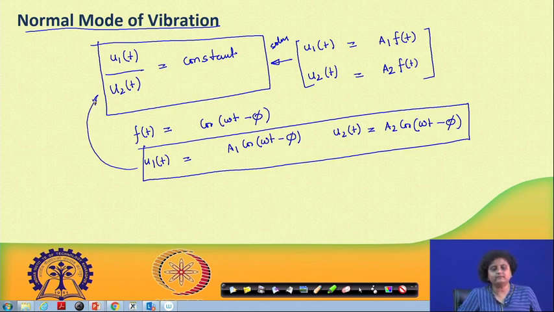Now, once we have assumed the value of u1(t) and u2(t), my next step is therefore to substitute this into the matrix form of the equation of motion that I have got and try to solve for a1, a2, omega and phi. So, we will take that up in the next lecture.